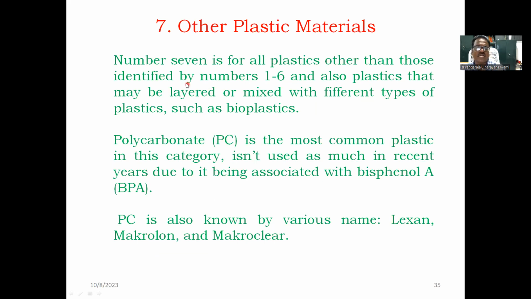Other plastic materials: number 7 is for all plastics other than those identified by numbers 1 to 6, and also plastics that may be layered or mixed with different types of plastics, such as bioplastics. Polycarbonate is the most common plastic in this category. It is not used as much in recent years due to its association with bisphenol A, BPA. PC is also known by various names: Lexan, Makrolon, and Makroclear.